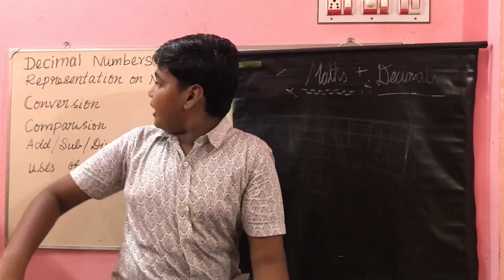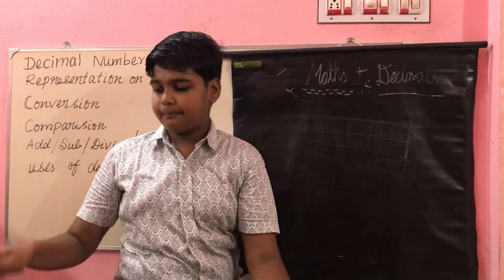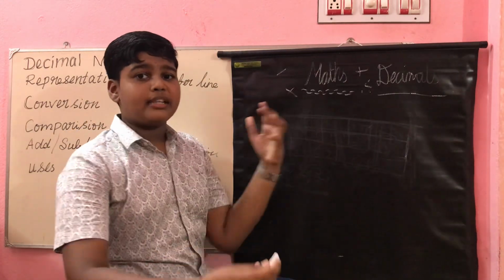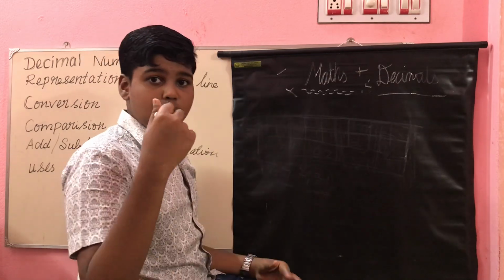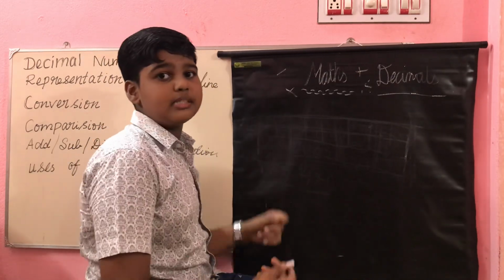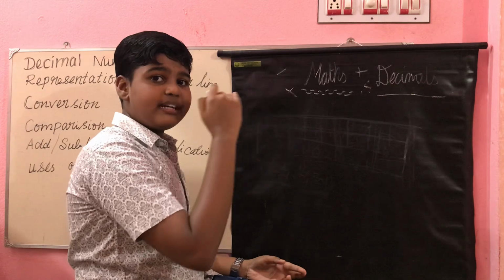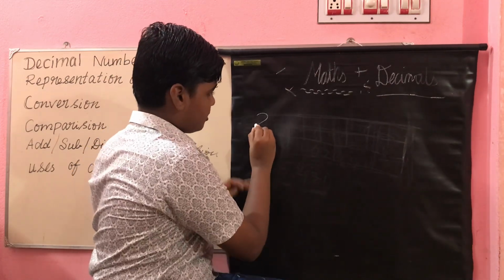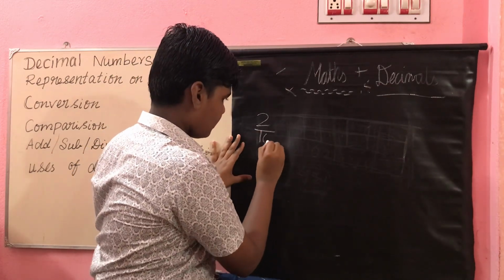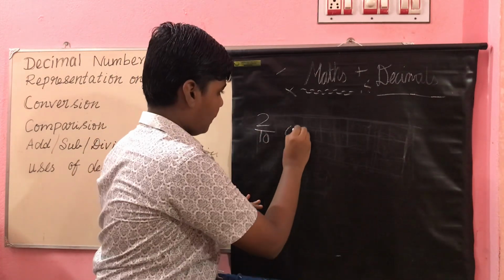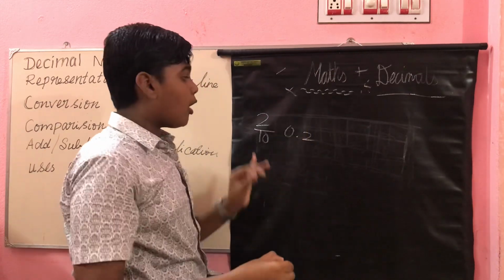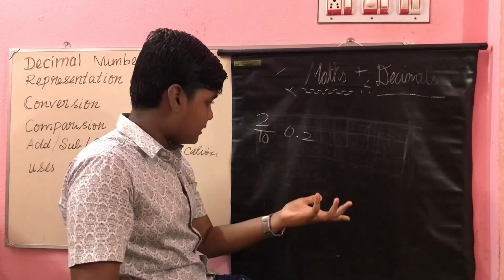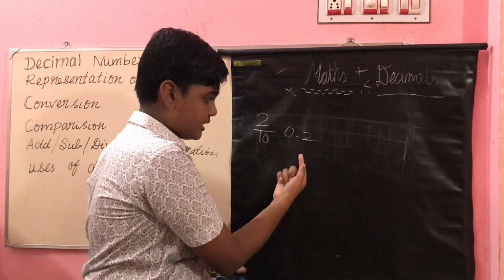Okay. And the next is about conversion. So we already learned that there are two types of numbers: the decimal fraction and decimal numbers. So decimal fraction means this. What about decimal number? Opposite. So how can I write this? How can I convert it? How did I convert it into this number?